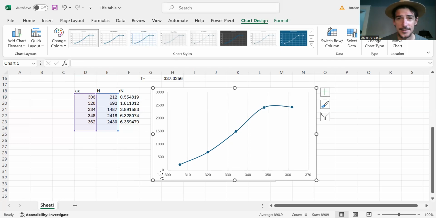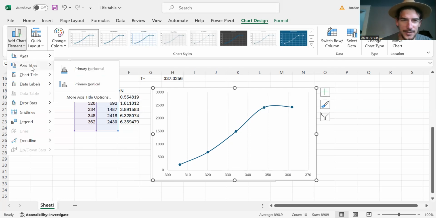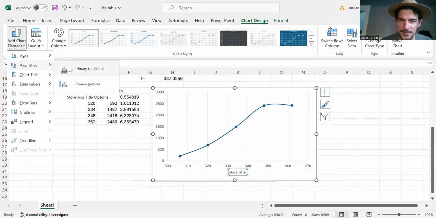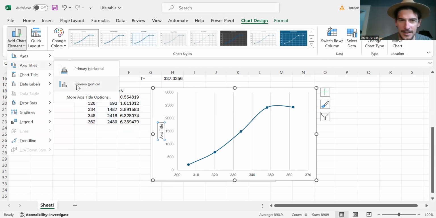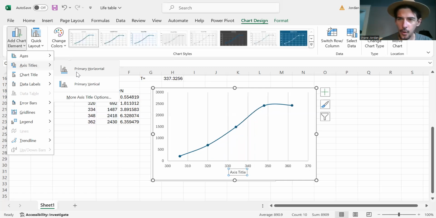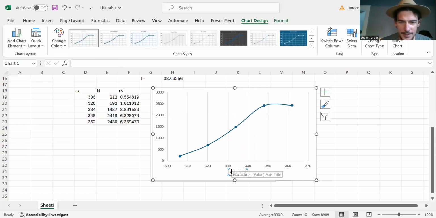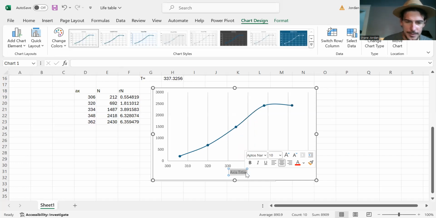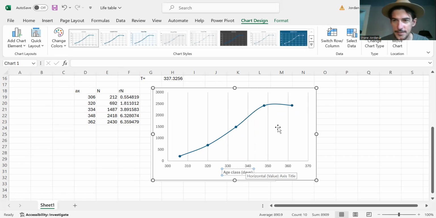Labeling axes is not that difficult. You click on chart design, which is already highlighted here, and go to add chart element, and we have axis titles, and we have the horizontal axis title and the vertical axis title. And so you could simply click on horizontal axis title, and here you can enter in what this means, and it is age class presented in units of days. So it's always important to note what units your axis is representing. So we have age class and days.